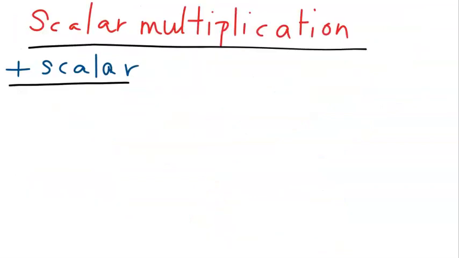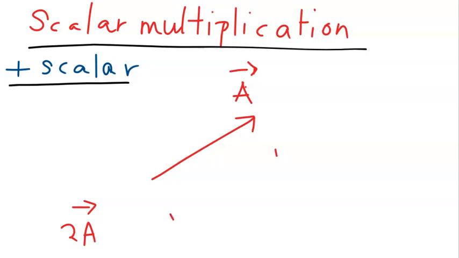Next, let's look at scalar multiplication. Now if you have a vector, let's say vector A that goes like this. Now you want to multiply 2, the positive scalar, to this vector A. So how does a vector 2A look like? It will point in the same direction as vector A, but now it will have a magnitude twice that of A. So 2A would look like this. So this is vector 2A.